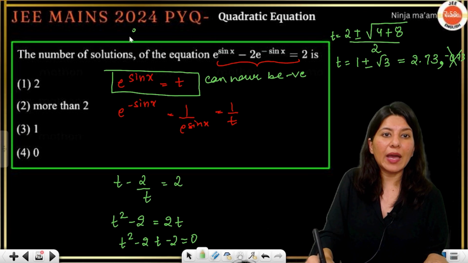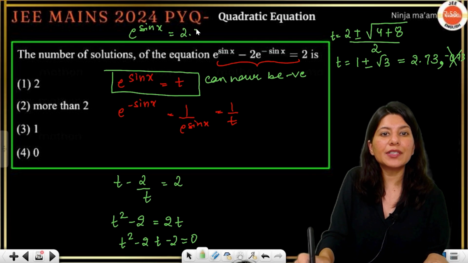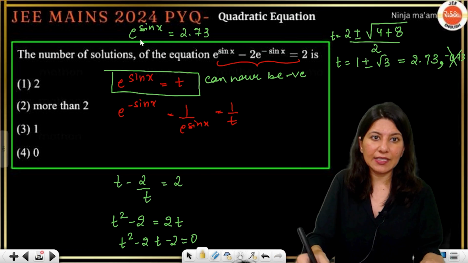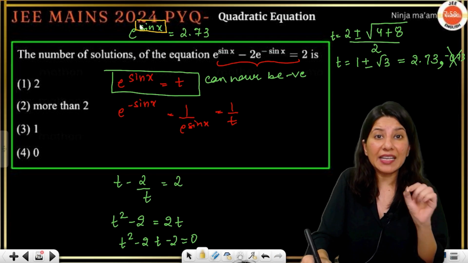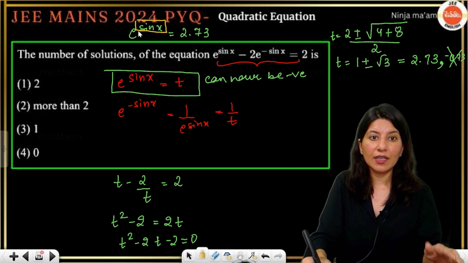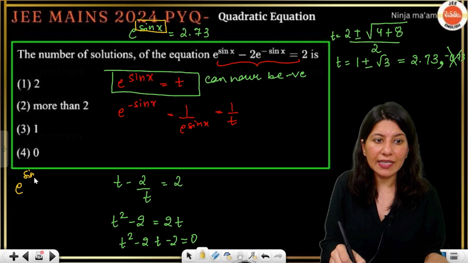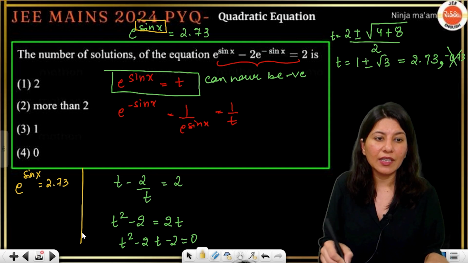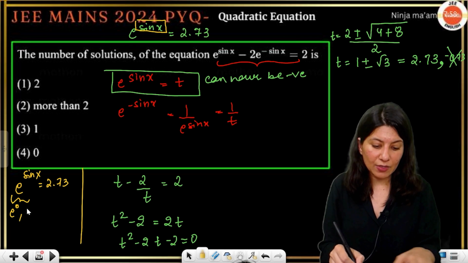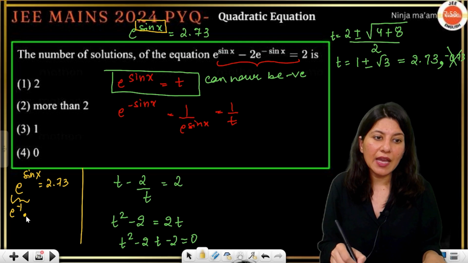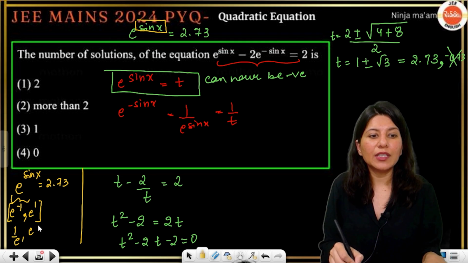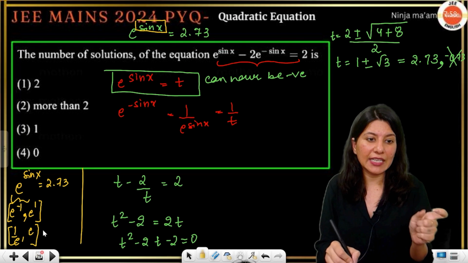Only thing which can happen over here is e power sin x is 2.73. That also we need to check. By the way, sin x, you know the range of sin x. This sin x can maximum be 1. So the maximum value of the left hand side is e raised to power 1. Actually e raised to power minus 1 will be minimum and e raised to power plus 1 will be maximum. So 1 upon e to e raised to power 1, this is the range of the left hand side.